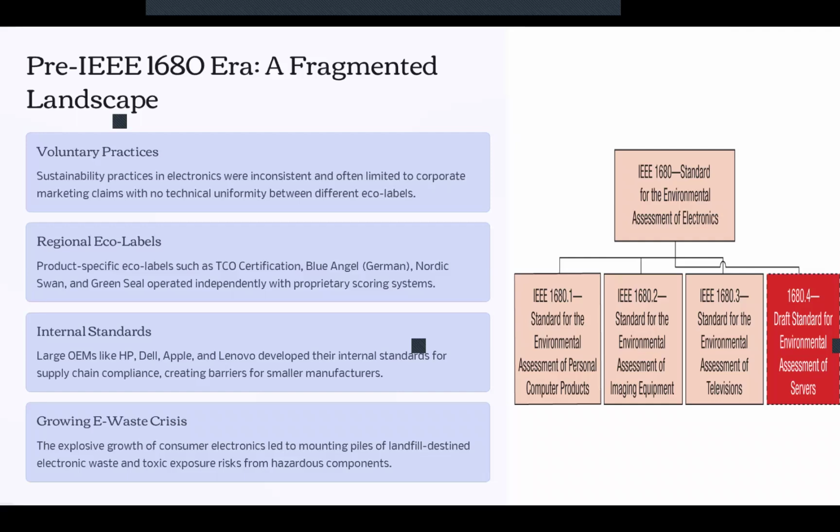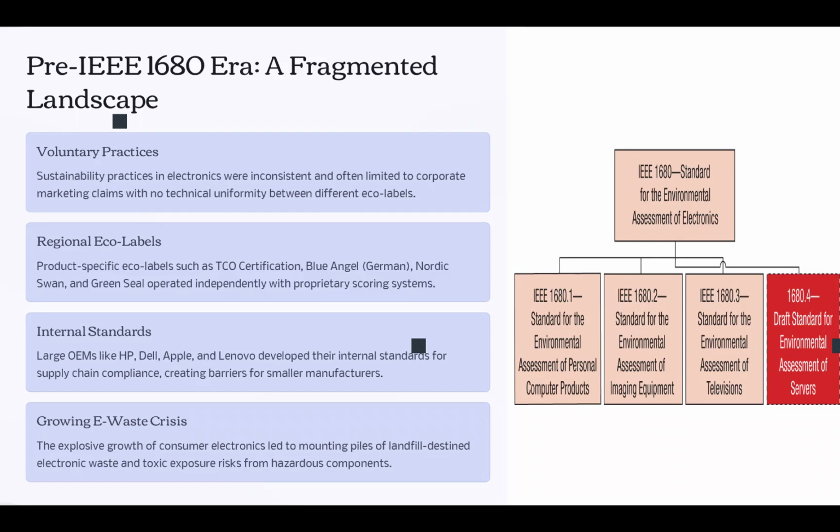Before this standard, there was no consistent way to approach sustainability in electronics. So companies could do whatever they wanted. A lot of so-called green products weren't really green. They just had good marketing but lacked actual technical backing. Countries had their own eco labels. Sweden had TCO certification, Germany had Blue Angel, Scandinavia had Nordic Swan, and the US had the Green Seal. These labels all used different scoring systems, so it was nearly impossible to compare two products internationally.